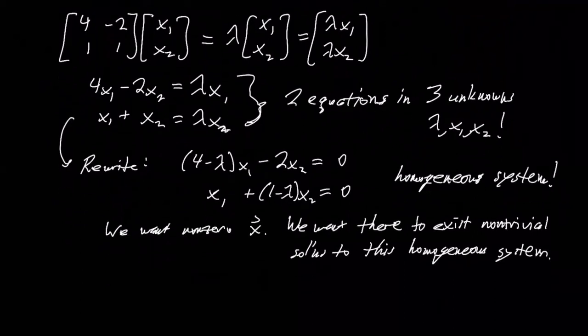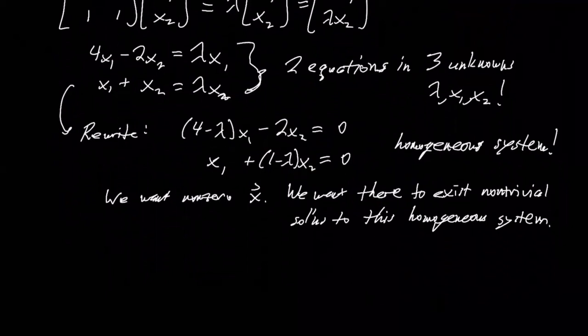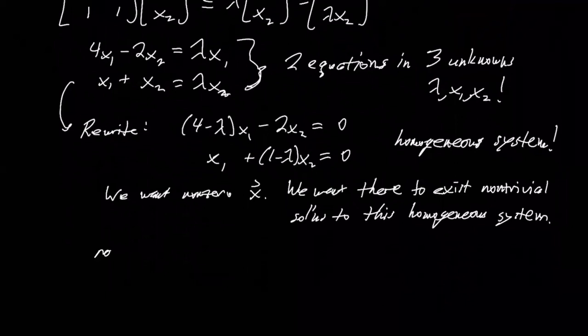But there's a nice way to tell whether or not there exist non-trivial solutions. If there are non-trivial solutions, that implies the presence of a free variable. We should have known that by now. And that implies that there's not a pivot in every column or row, because this is a 2x2 system.